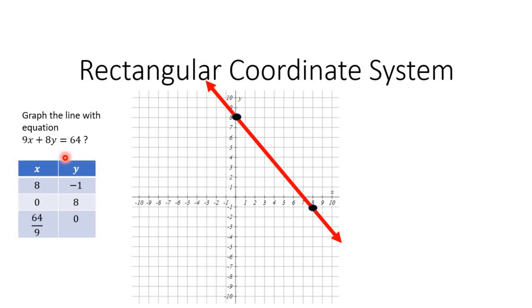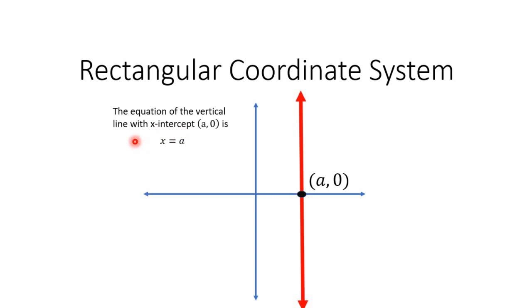There's two special cases for lines that I want to talk about. One of the special cases is a vertical line. The equation of a vertical line doesn't have all the terms that this equation has. The equation of a vertical line with x-intercept (a, 0) is x equals a. That's what the equation would look like if you try to put it in standard form. This is a straight up and down vertical line, and it goes through the x-axis at the point (a, 0).